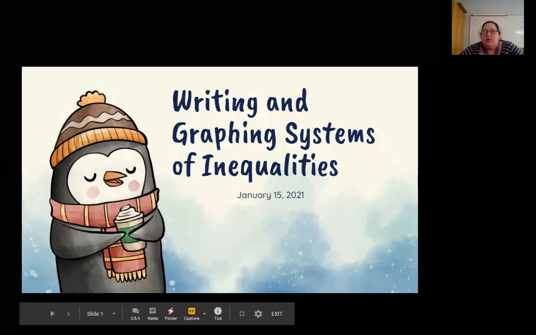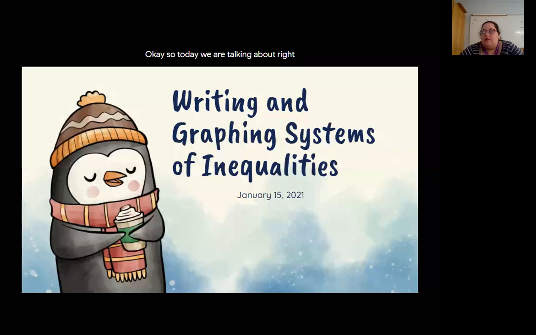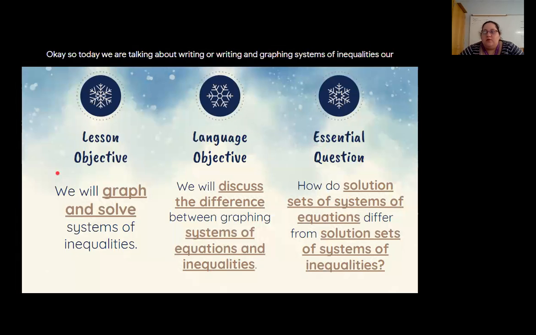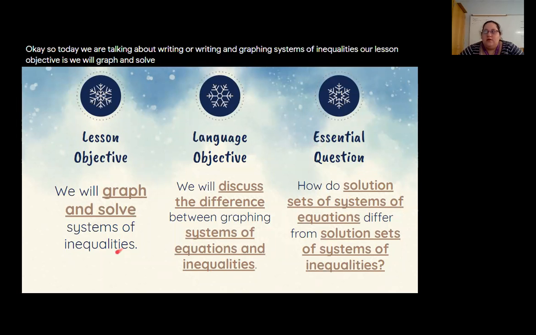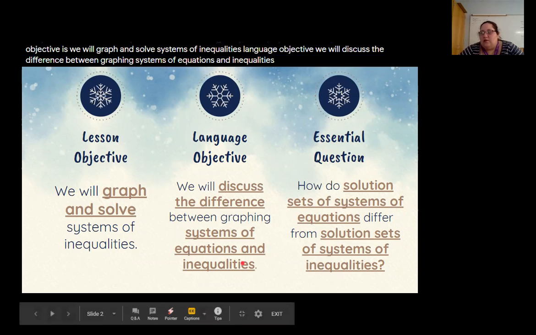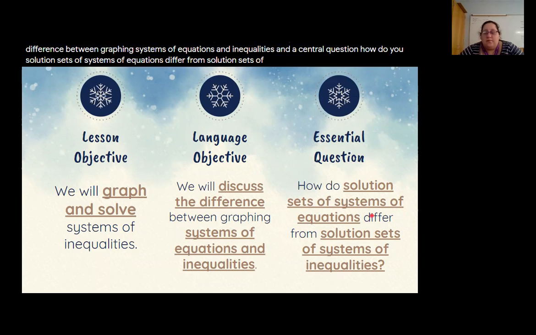Okay, so today we're talking about writing and graphing systems of inequalities. Our lesson objective is we will graph and solve systems of inequalities. Language objective, we will discuss the difference between graphing systems of equations and inequalities. And a central question, how do solution sets of systems of equations differ from solution sets of systems of inequalities?